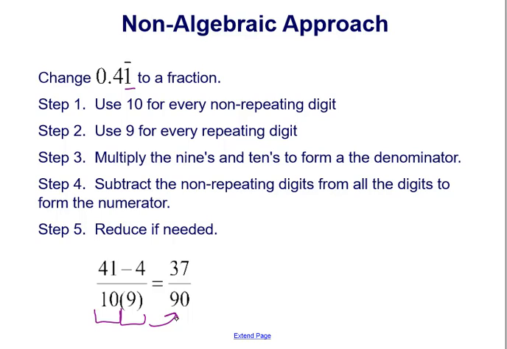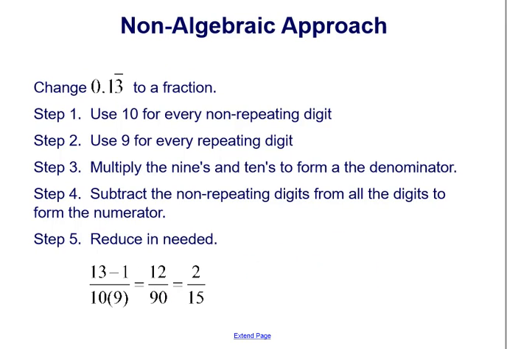Now, we can subtract the non-repeating digits from all the digits to form the numerator. So all of the digits in the decimal, we have 0.41, that gives us 41. And then we subtract the non-repeating digit, which in this number is 4. So we're subtracting 4 from 41 to give us the numerator of 37. And then we can reduce if necessary, but 37 over 90 doesn't reduce in this case. So using this approach, we know that 0.41 repeating is equal to 37 over 90 without setting up an equation, without having to solve for a variable x.